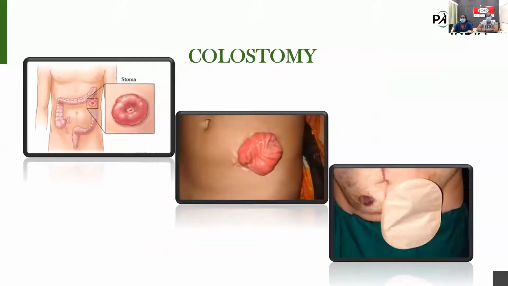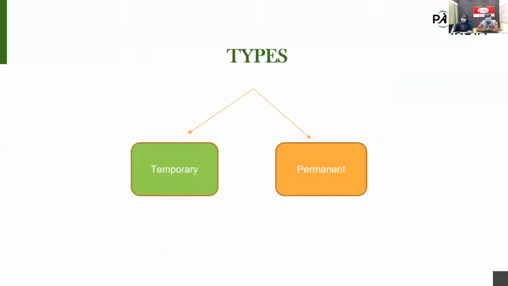Next, you can see what a colostomy is. In this image, you can see a colostomy made in the descending colon, and the opening is called the stoma. You can also see the colostomy with a colostomy bag. Next. As I discussed earlier, the type is mainly temporary or permanent. Temporary is for a short duration and permanent is for lifelong.